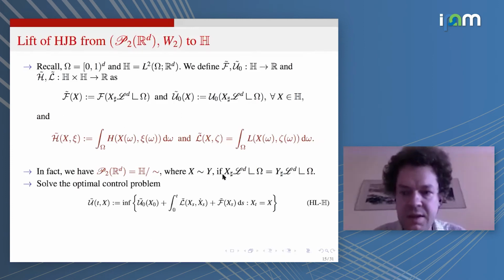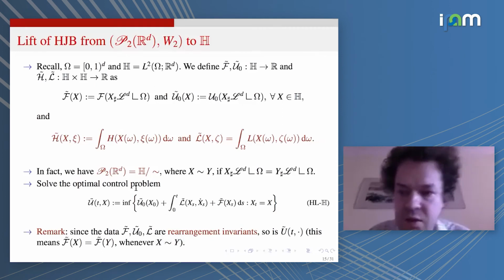And we can study the lifted value function like this. So this is an optimal control problem in Hilbert spaces, which is nicer from the point of view of regularity theory. So if you would like to understand what the regularity is, then try to understand first what is the regularity of this U tilde.